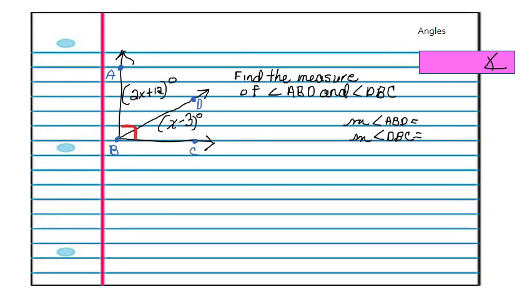Let's find the measure of angle ABD and angle DBC. First, we have to do a little bit of geometry discovery. Remember that your first strategy is, of course, to draw a picture. Second thing is figure out what your givens are. And this is a little bit tricky here because this has a hidden given.